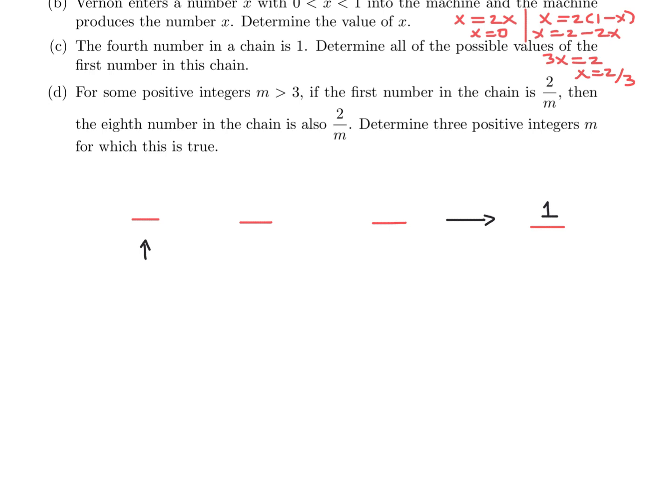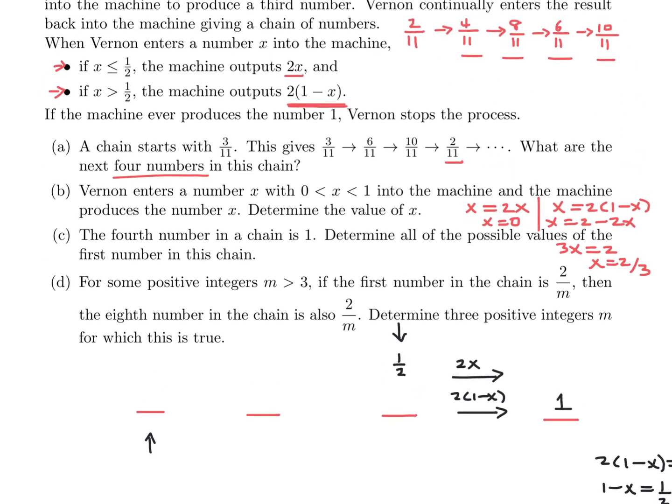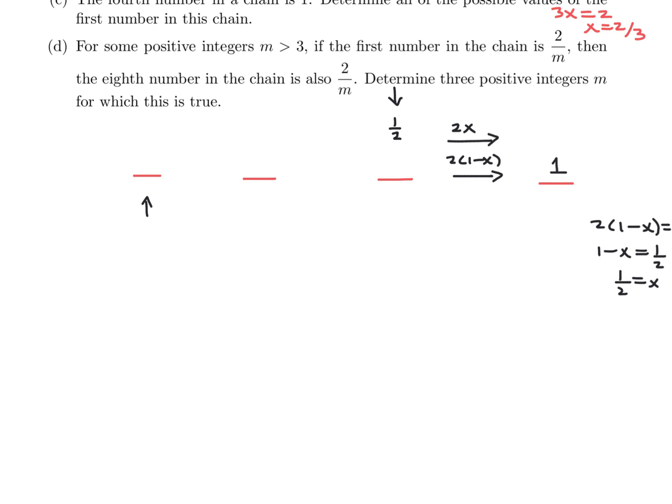If this input here was less than a half, we'd do 2x. So this would have to be a half, because if you did 2x, then you'd get 1. And whatever this input is, if it was less than a half, we would do 2 times 1 minus x, and that would equal 1. So 1 minus x is equal to a half, and therefore x is equal to a half. But then if x is a half, we would use the 2x. So this doesn't give us anything. The half is the only option there.